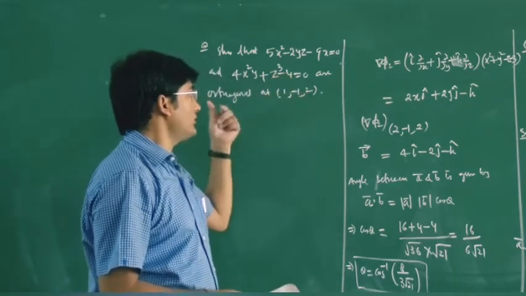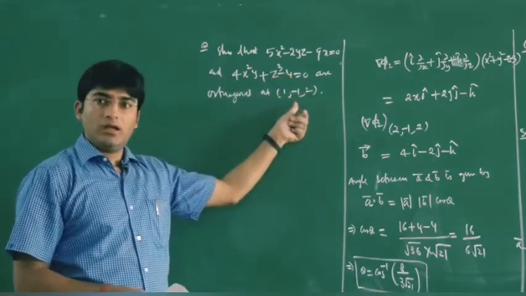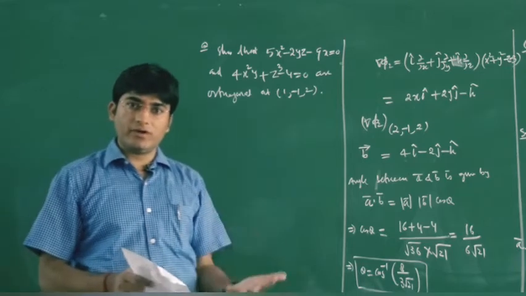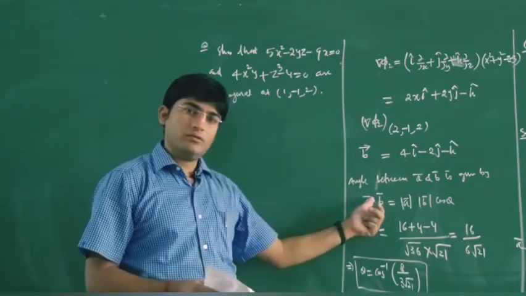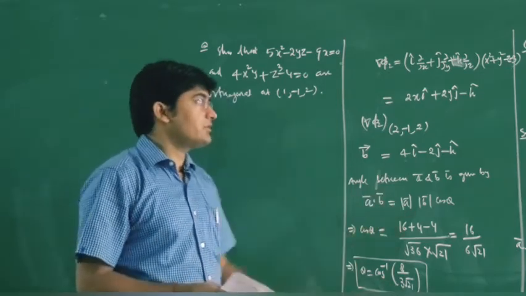Then calculate your grad phi 1 and grad phi 2 at this point, and then you have to prove that grad phi 1 dot grad phi 2 is 0. And that can be easily done as we have done in this question.